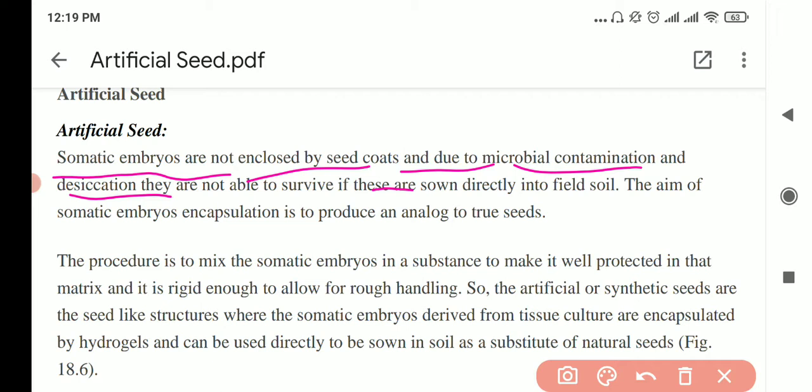So we want to protect them so they can behave just like normal seeds, because they will have this encapsulation, this protective layer around them, and we can store them as natural seeds. We can store them and they will behave just like your normal seed.